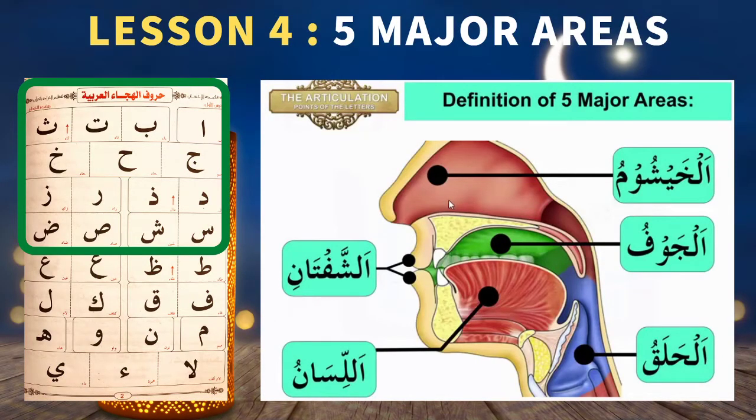And then let's look at al-halq. Al-halq is throat. Say al-halq right here. So the throat starts from the bottom where your neck meets your collarbone. Of course, we're focused on the center of the throat. And then the middle part of your throat, and then the top part of your throat.